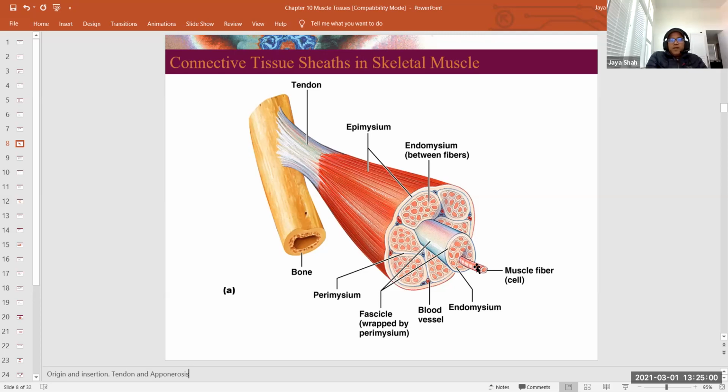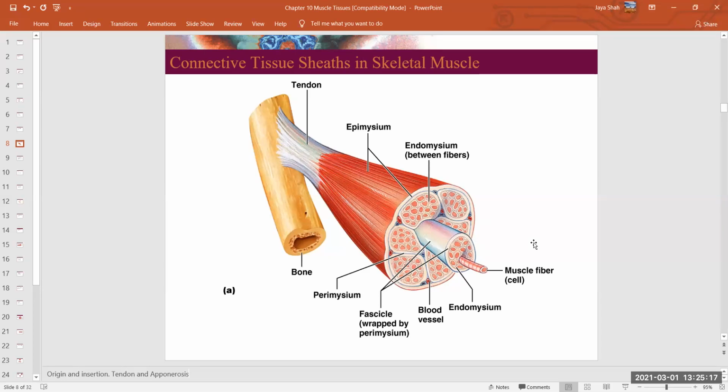Okay. So follow me. Each muscle fiber is covered by endomysium, true or false? True. Each fascicle is covered by perimysium. True. Each whole muscle is covered by epimysium.